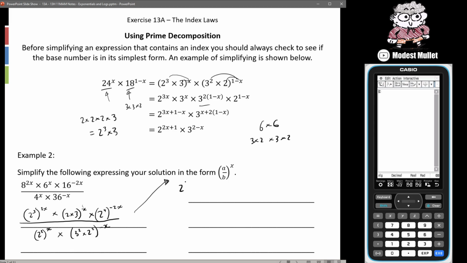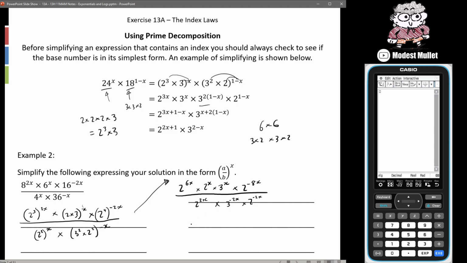So we get 2 to the power of 6x, times 2 to the power of x, times 3 to the power of x, times 2 to the negative 8x, all divided by 2 to the power of 2x, times 3 to the power of negative 2x, times 2 to the power of negative 2x. Okay.